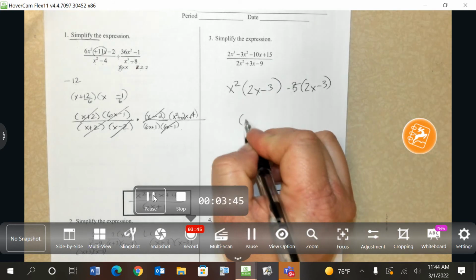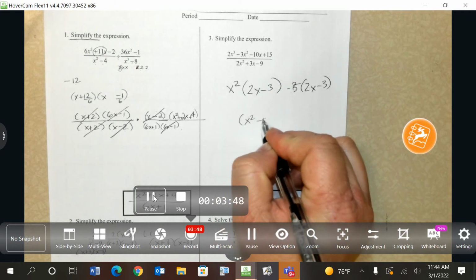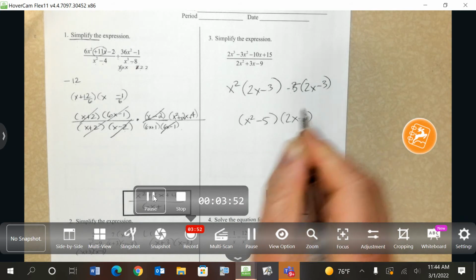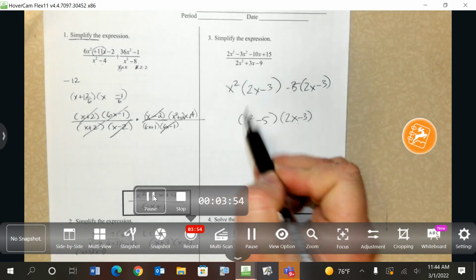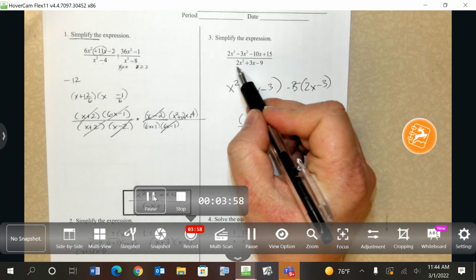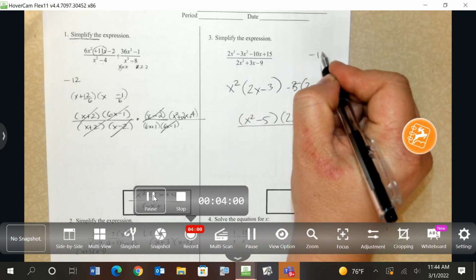So in front of the first, I have an x squared, minus 5 is in front of the second, and they both have a 2x minus 3. This is the numerator. I've just rewritten it. That's what simplifying is here. I've just rewritten it. Now on the bottom, I go 2 times negative 9 is negative 18.